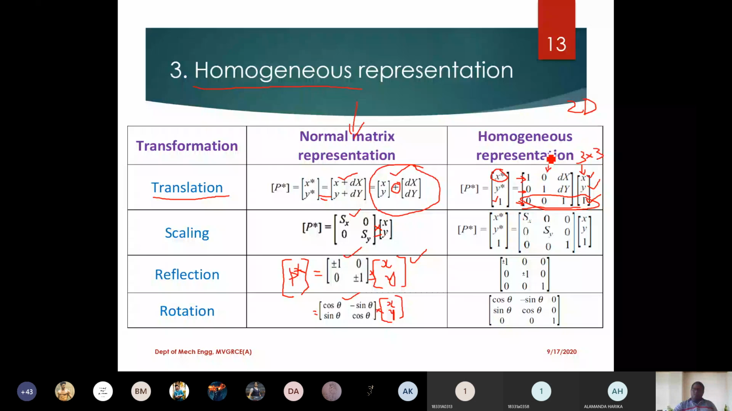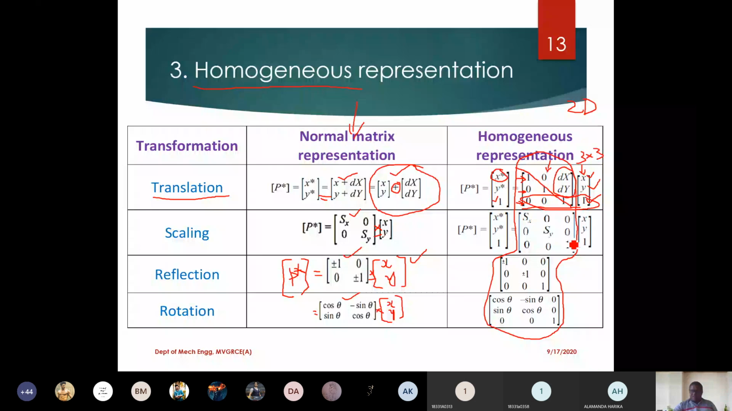So 1 0 dx, 0 1 dy, 0 0 1. Which means all diagonals are ones, whereas here I am getting dx, dy. Remaining values are zeros. Okay, can you remember it? And now the transformation matrix for scaling. Sx, Sy. Diagonally you are getting Sx, Sy.